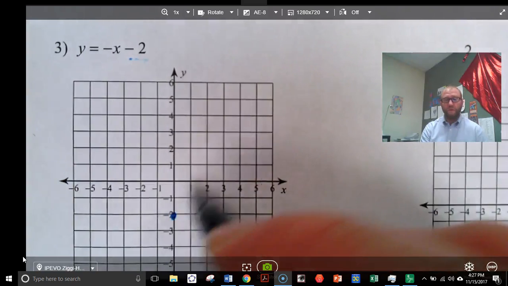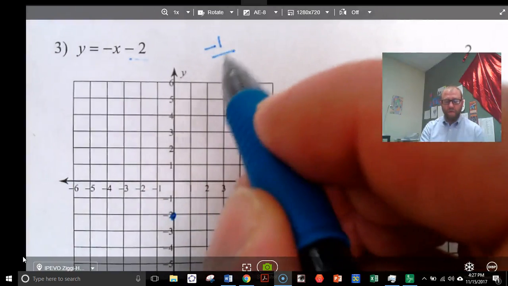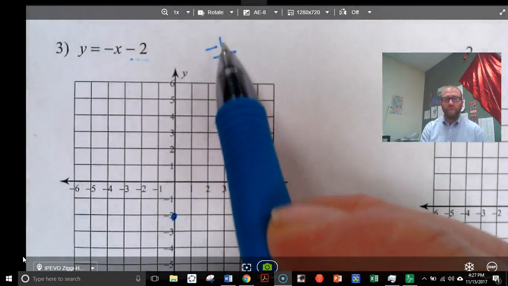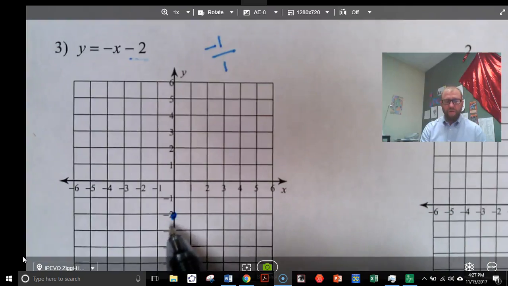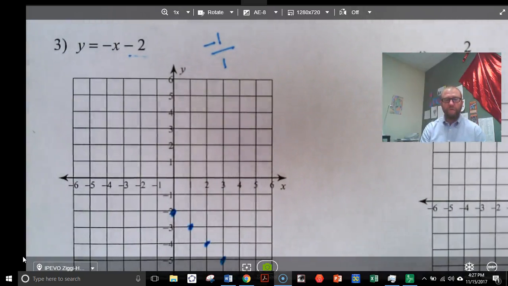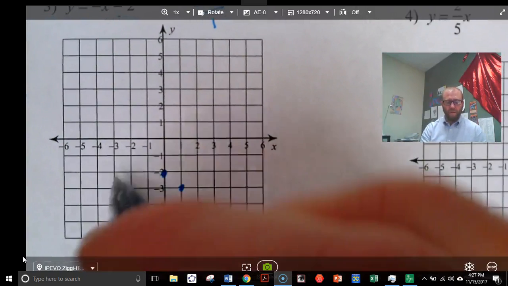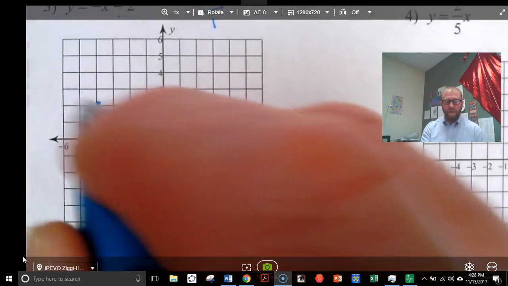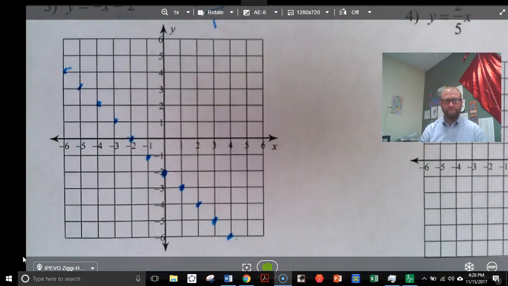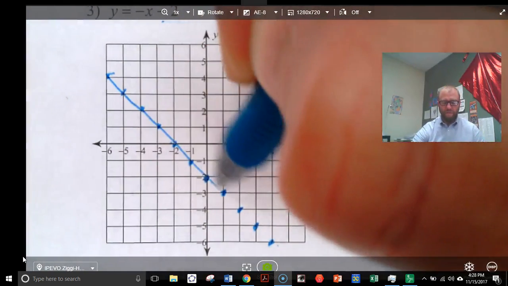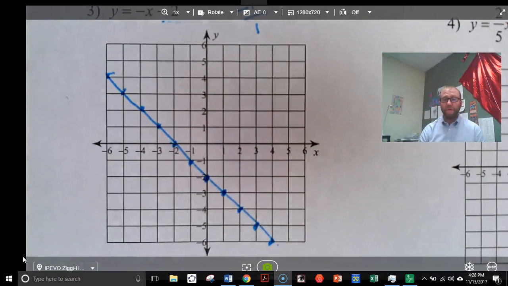So our slope is going to be -1, and we could write that as -1 over 1, meaning we go down 1, forward 1, down 1, forward 1. So here, down 1, forward 1, and so on. Then going in the other direction, backing up, up, up. Ta-da. And then just connect them with a nice smooth line there.